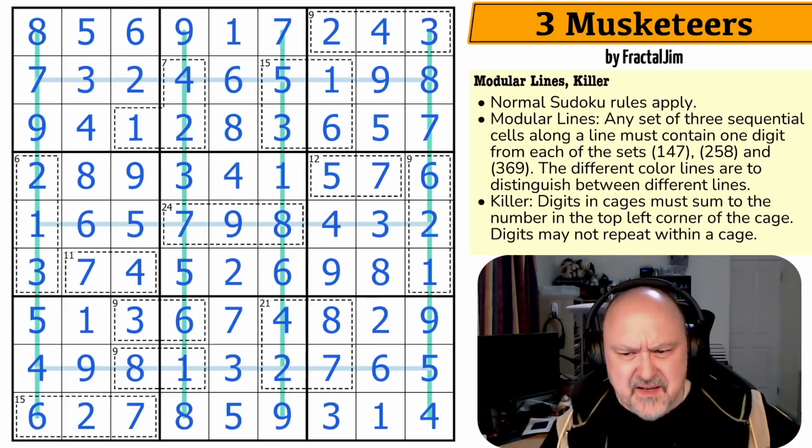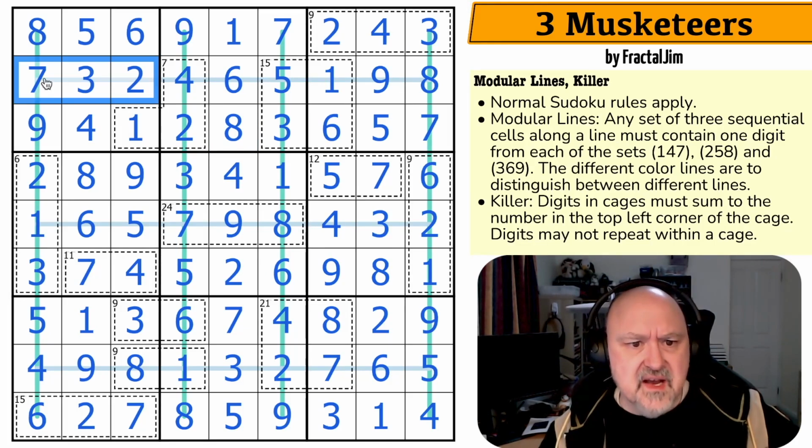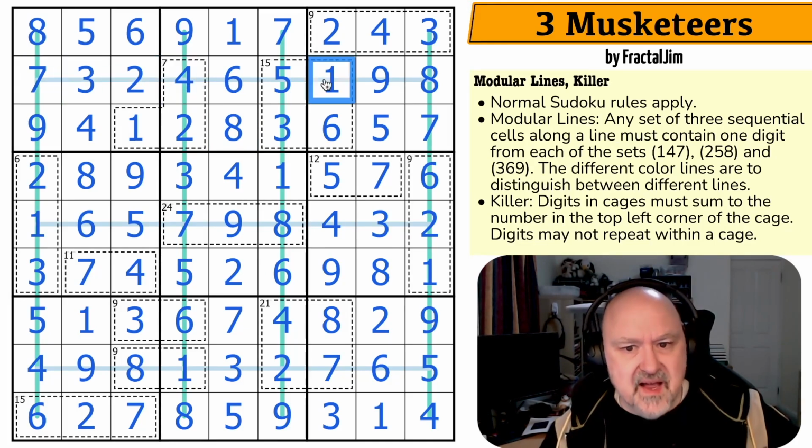Sorry I explained that kind of out of order. I should have explained the lines and how every third cell had to be the same modularity better. Sorry about that. I did forget. I was getting wrapped up in trying to figure out how to deduce what modularity was which. That was really, really nice, FractalJim. I liked that one. Thank you so much for that puzzle.